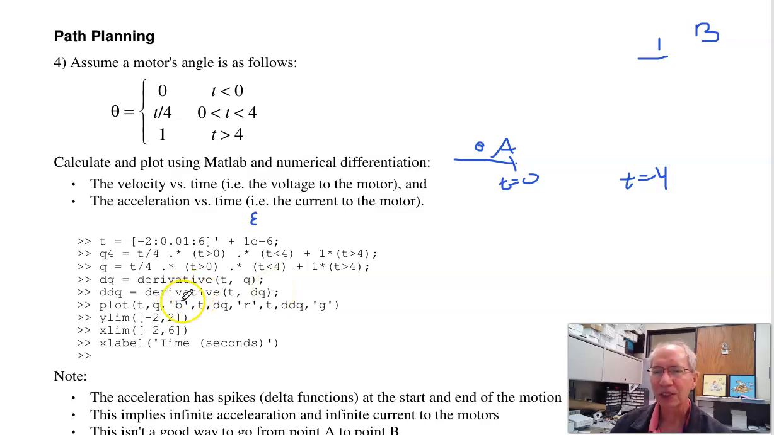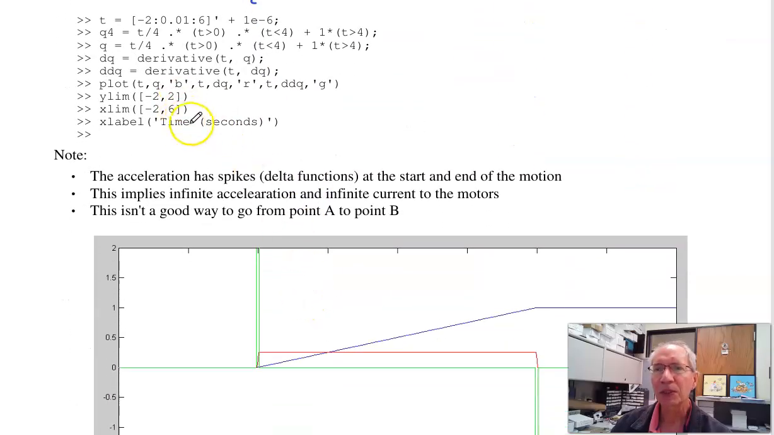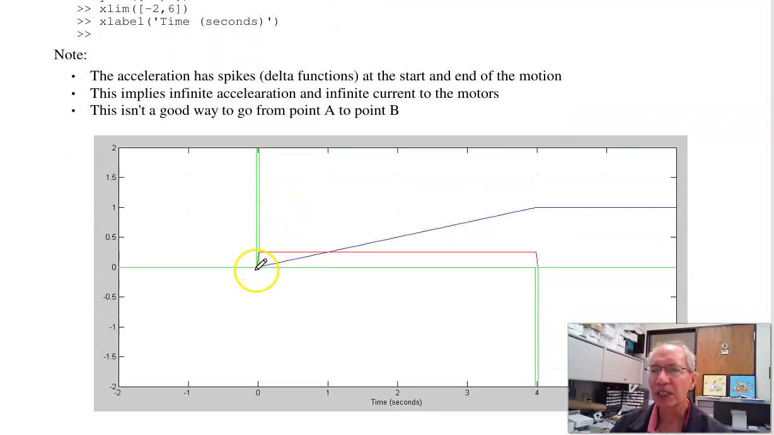Then plot it. So positions in blue, velocities in red, accelerations in green. And I'm going to clip y between -2 and +2. The reason being is when I have a step discontinuity in velocity, the derivative goes to infinity. Infinity doesn't plot very well, so I'm just going to clip it at +2, -2. So here's y prime, and y double prime.